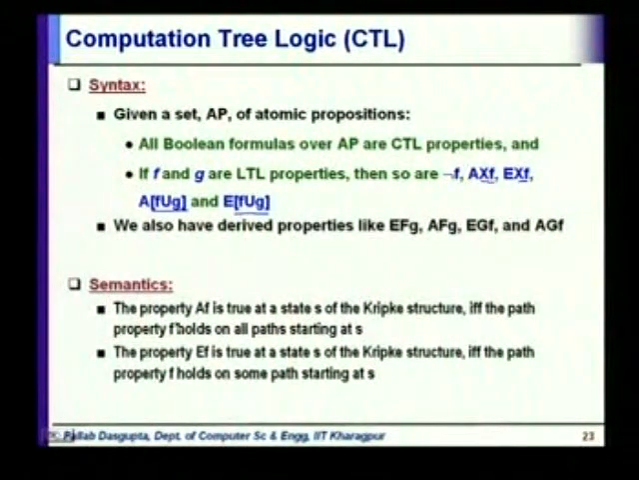The semantics is as follows. The property AF is true at a state S of the Kripke structure if the path property F holds on all paths starting at S. The property EF is true at a state S of the Kripke structure if the path property F holds on some path starting at S. Okay. The rest of the semantics is just like in LTL.